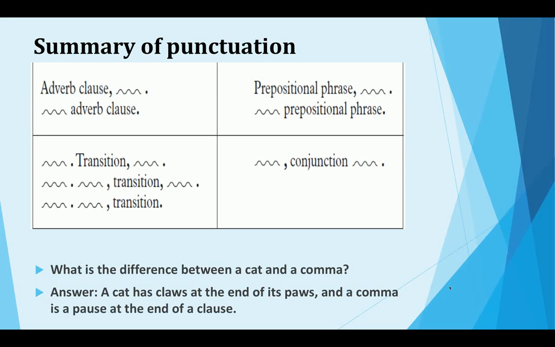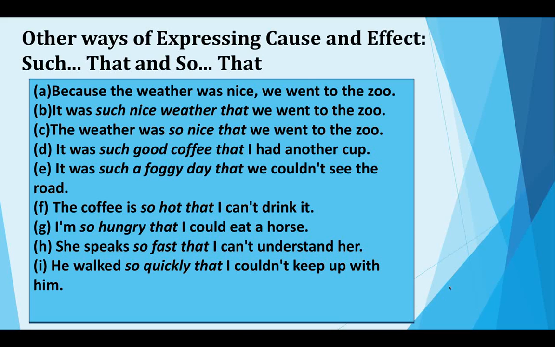Here you have a summary of the punctuation that you had in the examples in the previous slide. Make sure you go over it. Other ways of expressing cause and effect, such that, so that. Because the weather was nice, we went to the zoo. It was such nice weather that we went to the zoo. The weather was so nice that we went to the zoo.